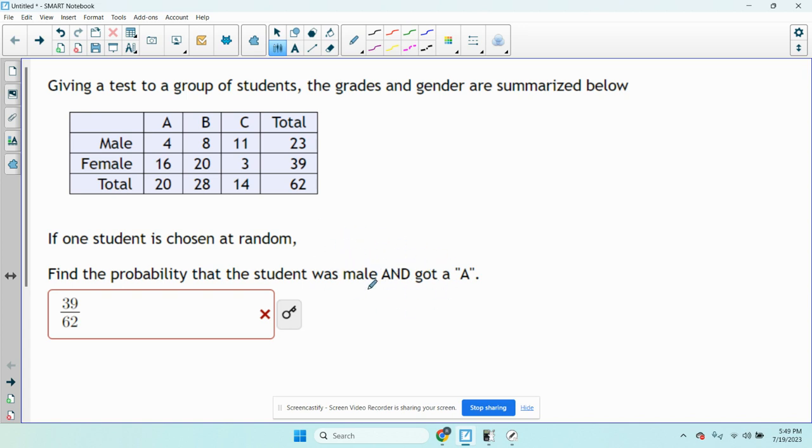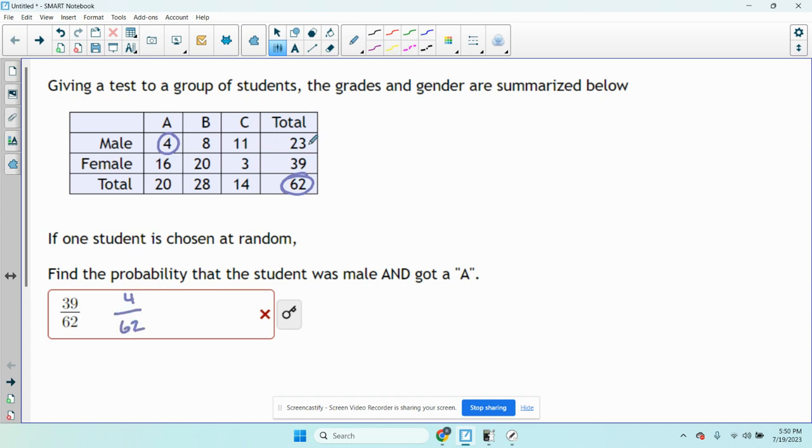I know in the notes we talk about "and" probabilities where we multiply to find the result. That's when you're doing more than one thing. Here we're just picking one person, so we don't need any formula. We're just looking for the specific group of people that satisfy both of these characteristics, that are male and got an A. So out of the entire 62, there are only 4 males that got an A. So this answer would just be 4 out of 62.